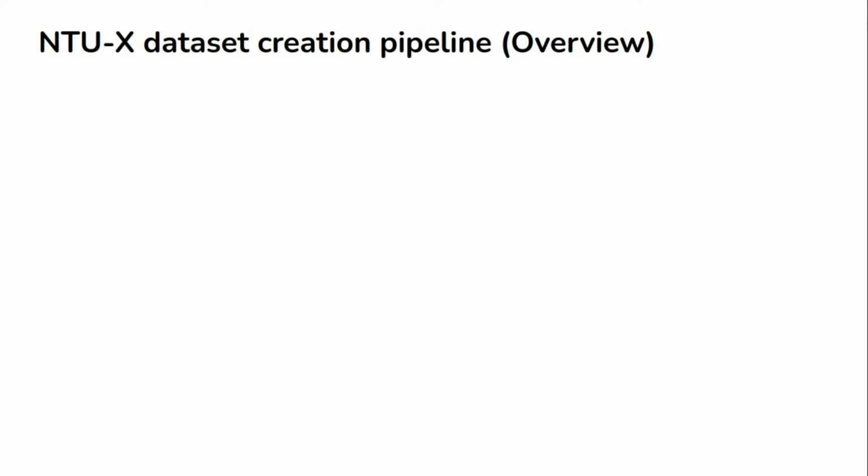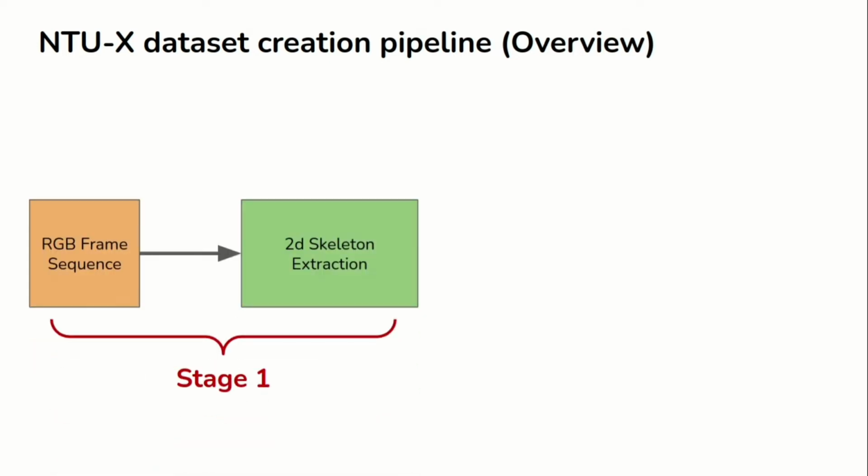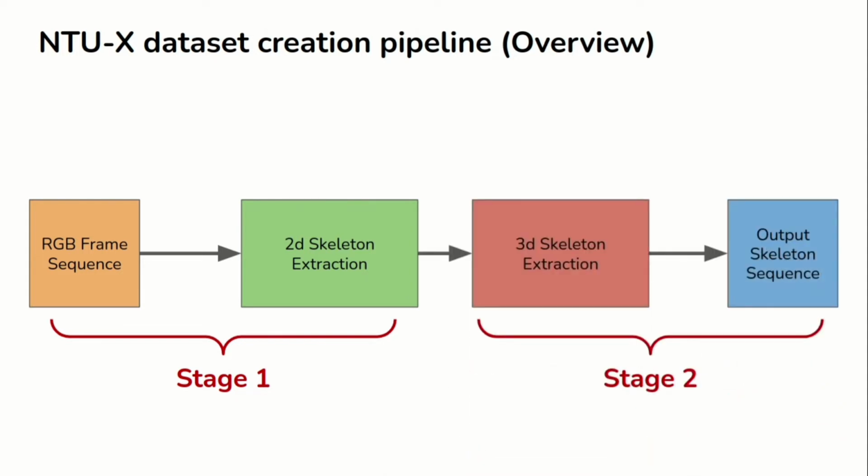Here is an overview of the NTU-X dataset creation pipeline. The pipeline is divided into 2 stages. In stage 1, we extract 2D skeleton, and in stage 2 we extract 3D skeleton. Both of these stages are explained in the next slides.